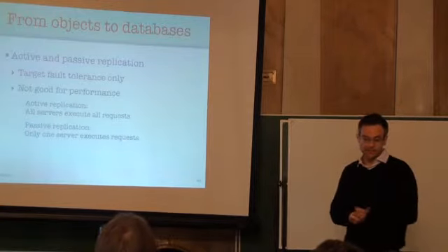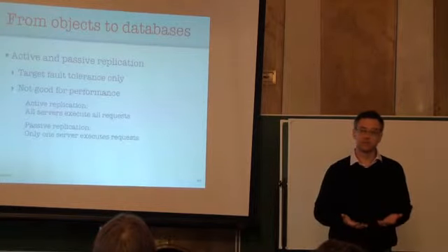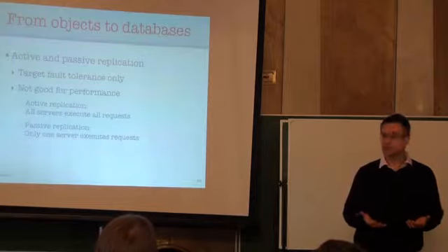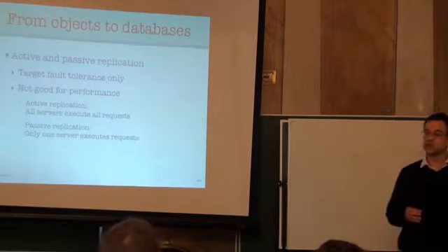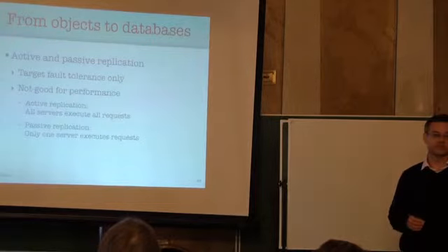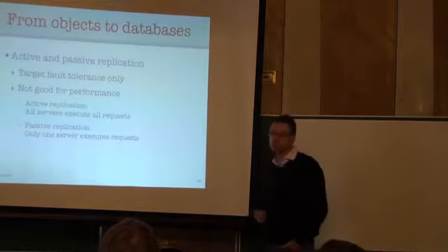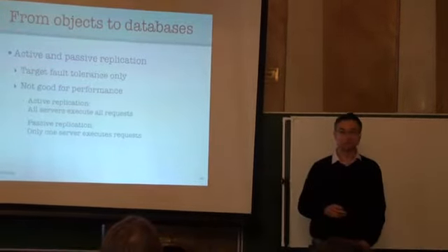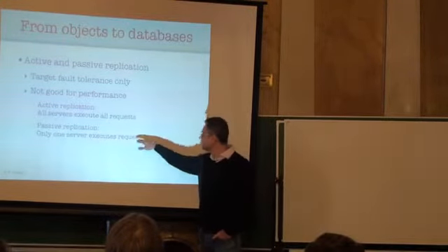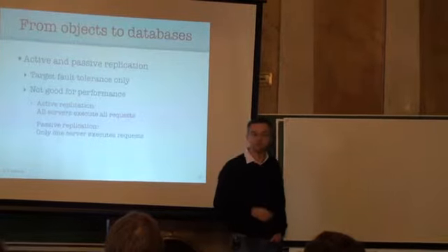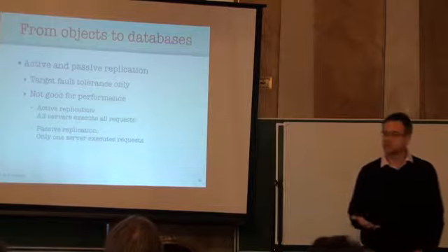These were mechanisms designed for object replication, and they target fault tolerance only. So why is that? Why are they not good for performance? Well, because in active replication, all servers execute all requests, right? Every server must execute every request. So that's the problem with active replication if you want to get good performance, or if you want to get scalability. Now, the problem with passive replication is that only one server executes all requests, no matter how many servers you have. So let me give an example of why this is not good for performance.